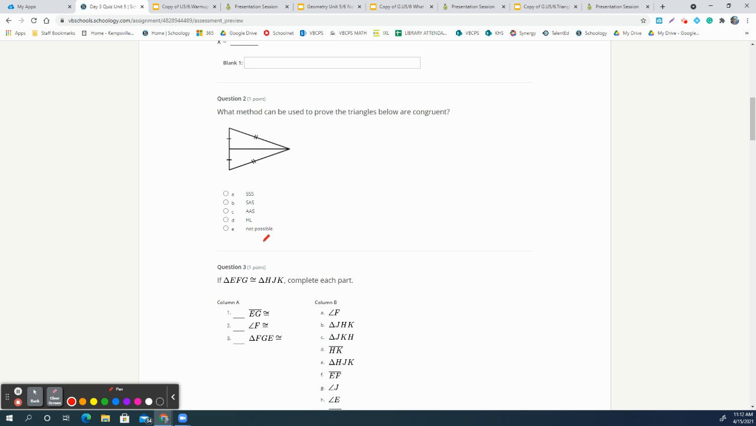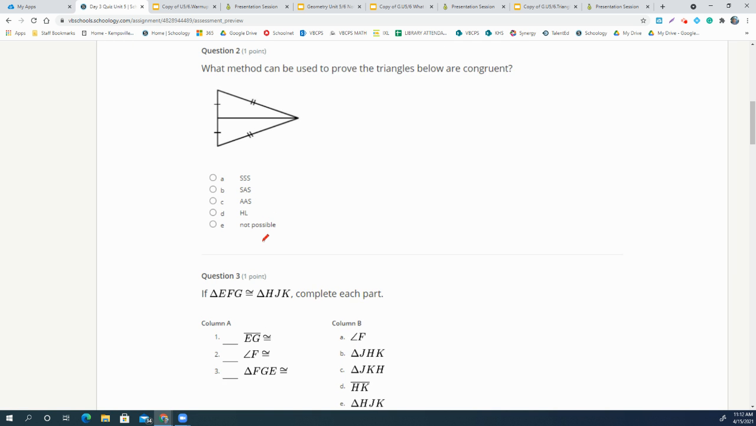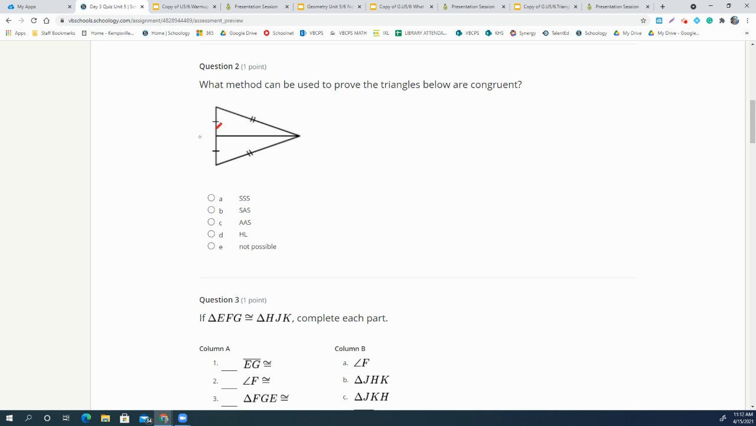Question number 2, I was surprised, was a low question. So here we're given a pair of sides. The 1 tick mark gives us one side. The 2 tick marks give us another side, and then we can always mark the reflexive side. So that third side is a reflexive side. So this is going to be side, side, side. We've got to be really good at identifying these in order to move on to the next lesson, which we're going to start today.